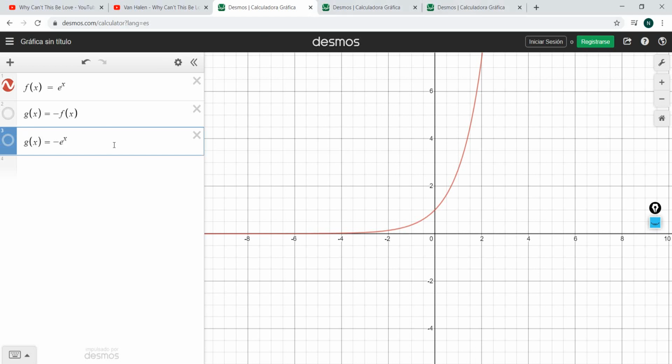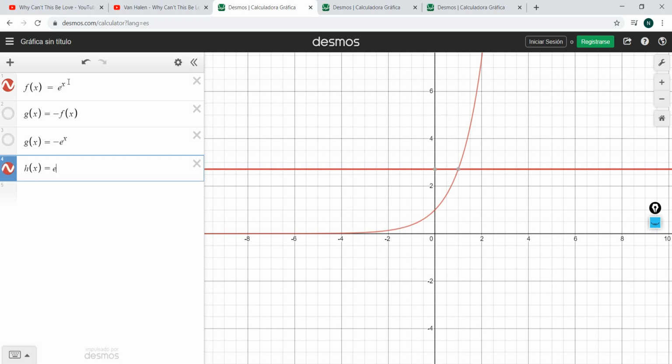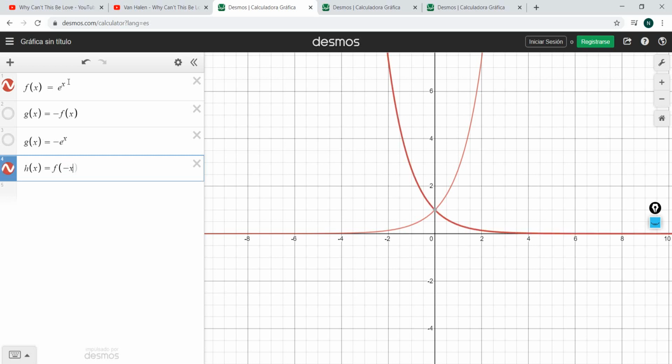Okay, now what happens if I create another function? Let's call it h of x. And now I'm going to multiply just the variable. Instead of x, I'm going to multiply it by minus x. So let's see what happens. Well, first I'm going to write it in the abstract form. h of x is going to be the same as f of minus x. And take a look at what's happening.